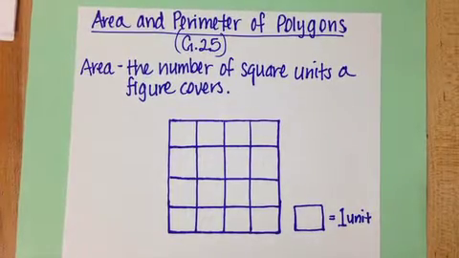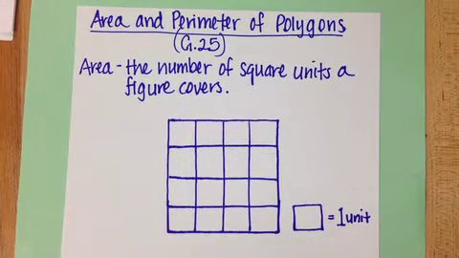Okay guys, so today we're going to go over some key terms for the topic of area and perimeter of polygons, benchmark G.2.5. So before we get into the problems, we're just going to go over some vocabulary first. So the first term that we want to go over is area.